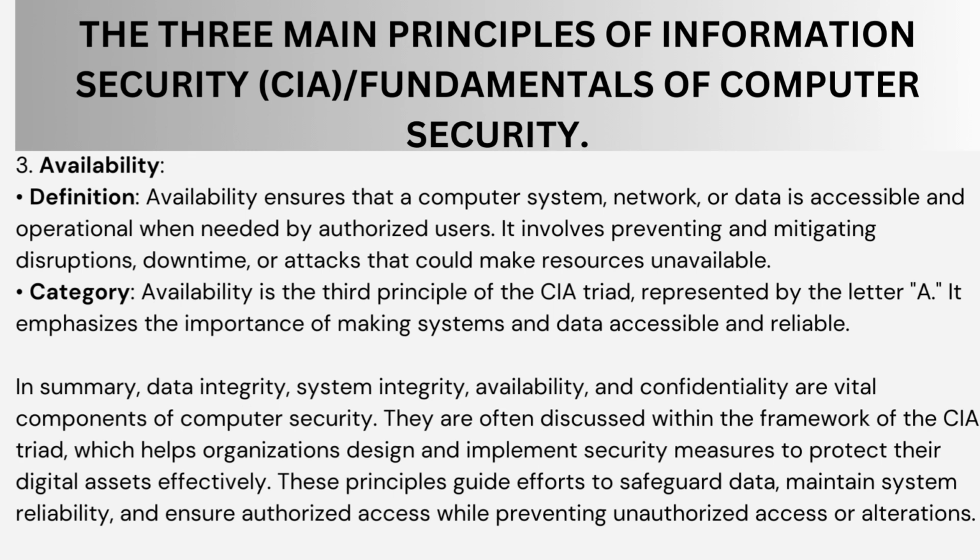In summary, data integrity, system integrity, availability, and confidentiality are vital components of computer security. They are often discussed within the framework of the CIA triad, which helps organizations design and implement security measures to protect their digital assets effectively. These principles guide efforts to safeguard data, maintain system reliability, and ensure authorized access while preventing unauthorized access or alterations.